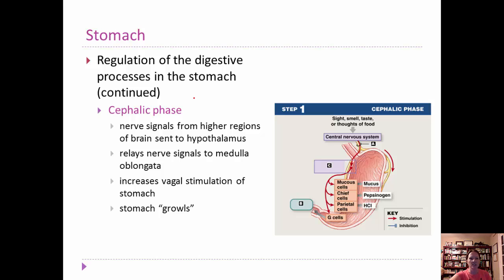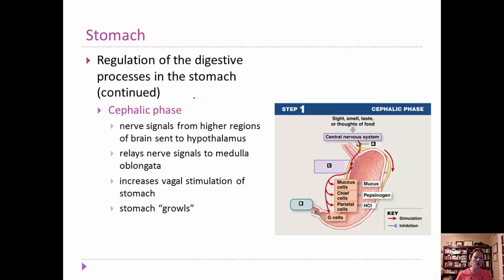So the nerve signals from higher regions of the brain are going to be sent to the hypothalamus, and then that is going to relay a signal to the medulla oblongata. Remember, we talked about, or you might have talked about this in 2401, how the hypothalamus is where our hunger drive is, and that's why the hypothalamus is going to be in here. So what happens here is when we do have that signal relayed to the medulla, it is going to increase vagal stimulation of the stomach.